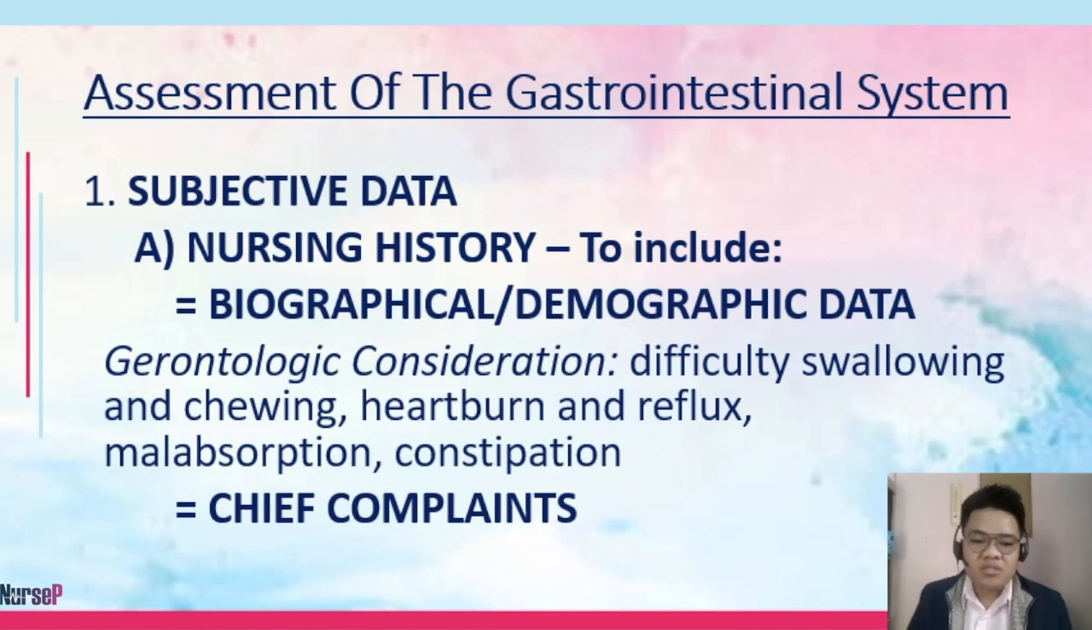Now, try to pause this video and review table 43.3 in your textbook and try to find out what are the anatomical and physiologic changes among old adults that lead to difficulty of swallowing, chewing, and these other signs and symptoms that they may experience.